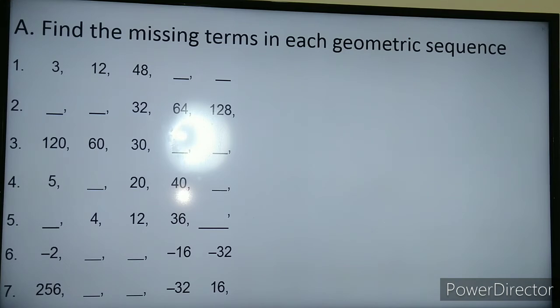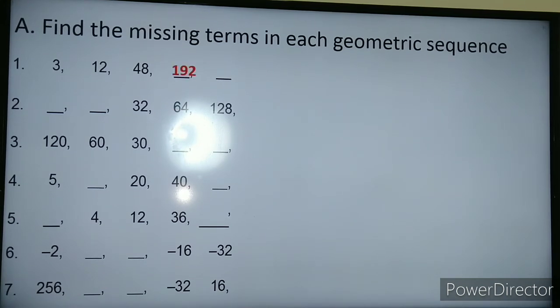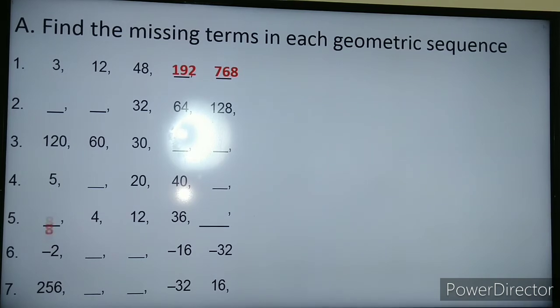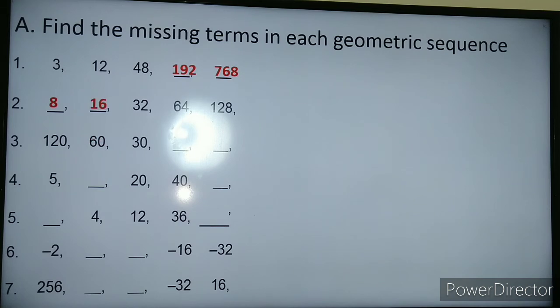Number 1. What is your answer? We have 192 and 768. What is the common ratio in number 1? If your answer is 4, your answer is correct. Next, number 2. What is the first and the second term? We have 8, 16, correct. What is the common ratio? r is equal to 2, correct. Next, number 3. We have 15, 7.5. What is the value of r? If your answer is 1/2, your answer is correct.